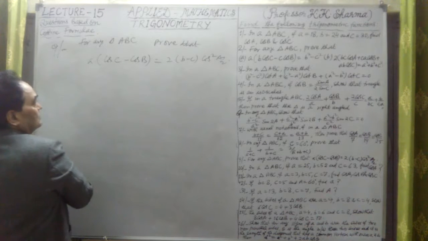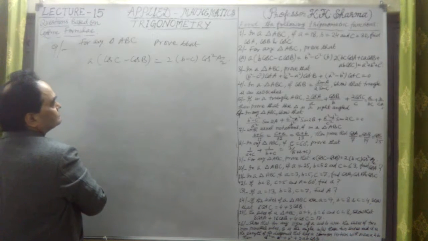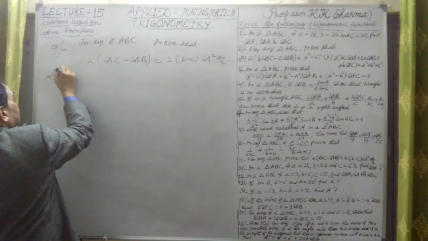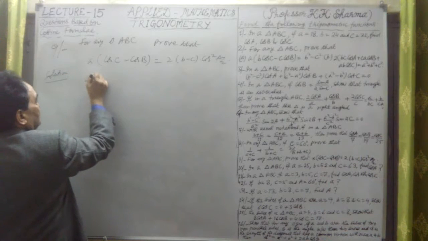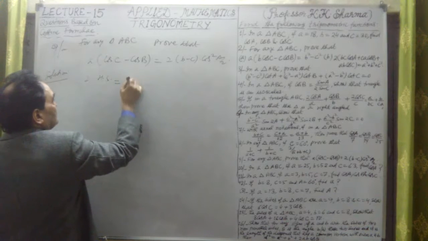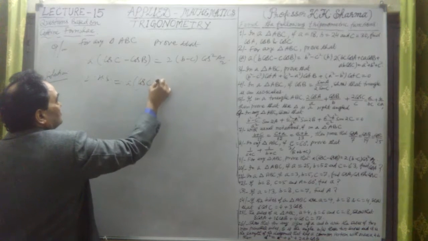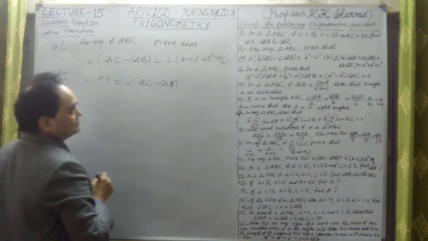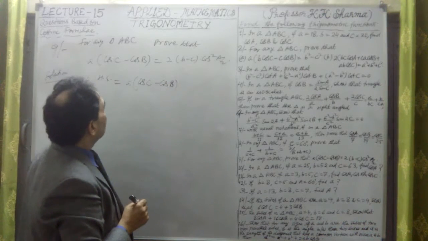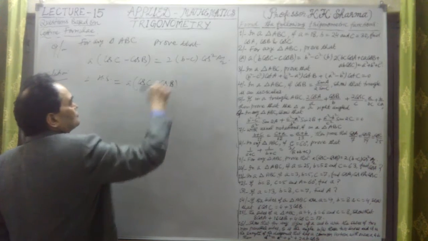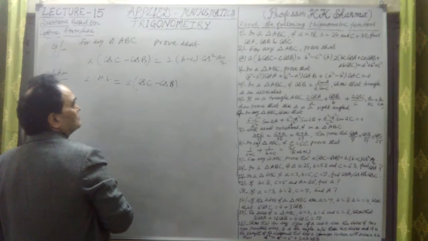Okay. If I take left hand side, then, okay, left hand side. So this is solution here. Left hand side is equal to this: A into cos C minus cos B. Alright. Or we could take right hand side also. No problem at all. But let me take this.